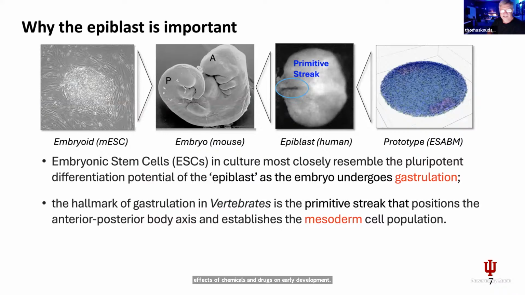So why is the Epiblast important? Well, first of all, if you're familiar with what's going on in the world of stem cell biology, embryonic stem cells in culture most closely resemble the pluripotent differential potential of the epiblast as the embryo undergoes a process known as gastrulation. And you could actually put stem cells in culture and they will aggregate into these so-called embryoids. So these are arrangements of cells that can differentiate spontaneously into things like heart, blood cells, a number of different differentiated systems. They don't necessarily form normal-looking embryos, but they have the potential to give rise to all the cell types that essentially will form an embryo.